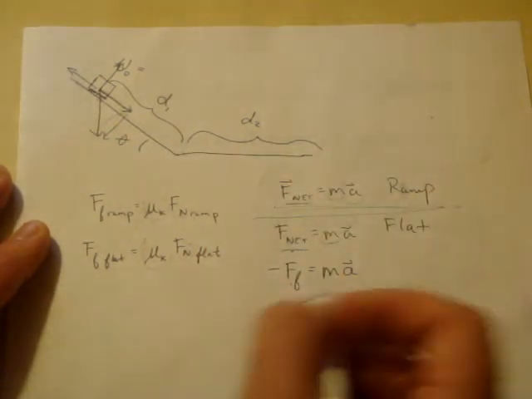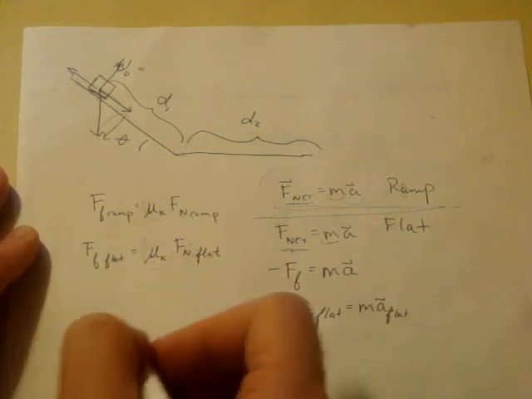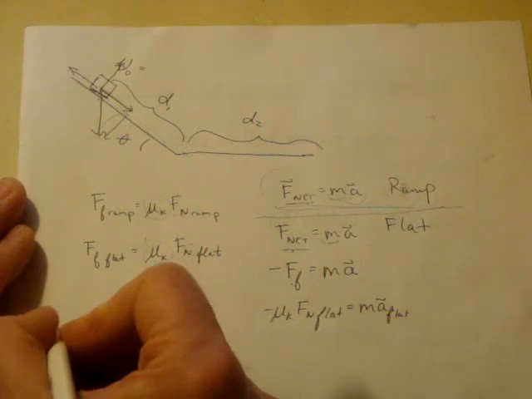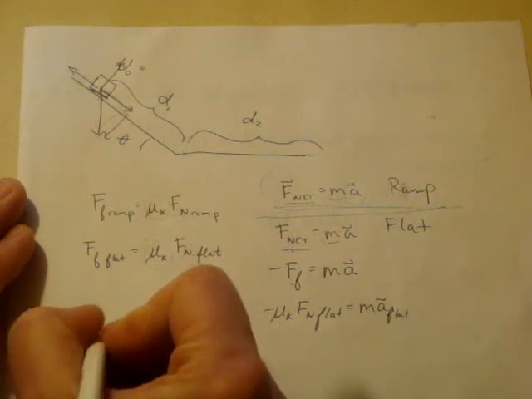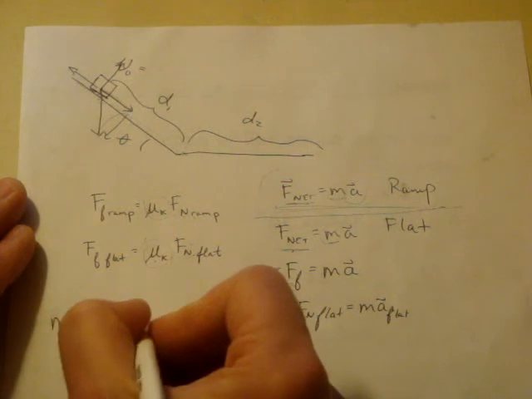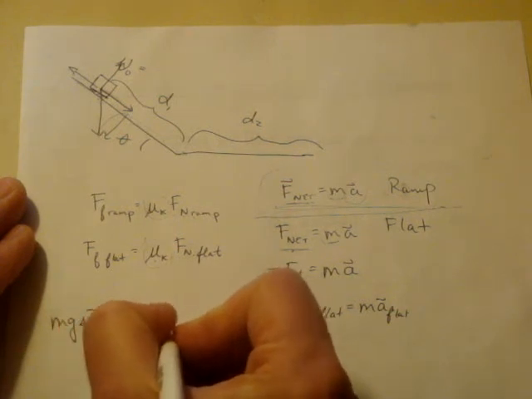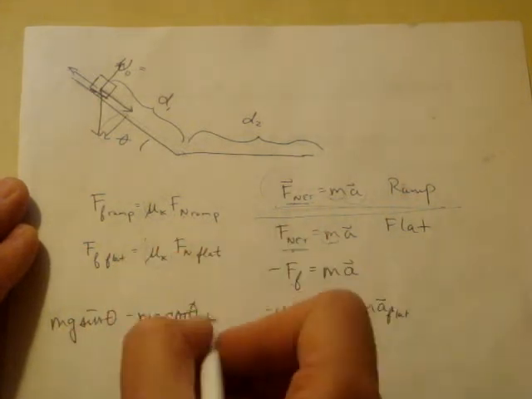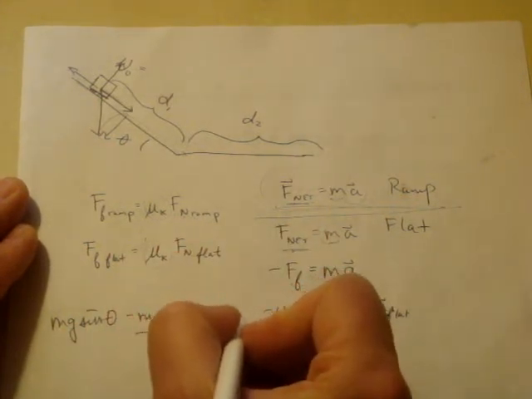Up here we have, that expression is going to look like this. Let's see if I can write this out and still be legible. It is going to be the weight down, which is mg sine theta, minus mg cosine theta times mu k, right? Because this is that normal force component. And that's going to be equal to mass times the acceleration on the ramp.